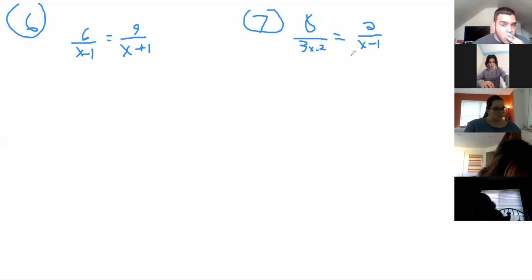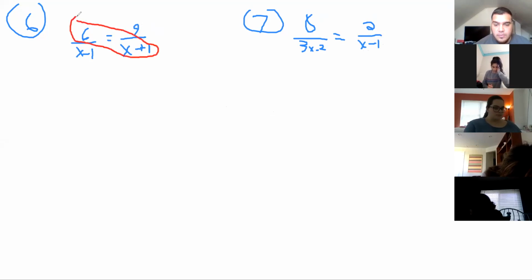Okay. So let's do some solving. We're going to do our cross multiplications. Those are crisscross circles. So we got 9 times x minus 1.